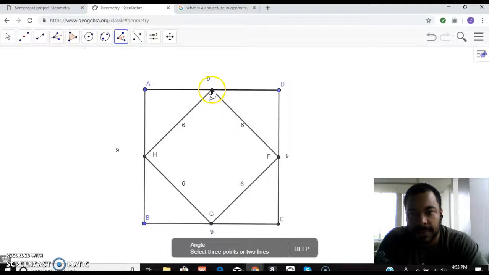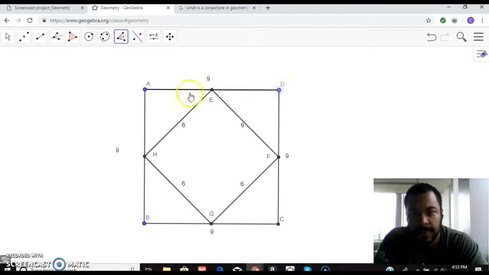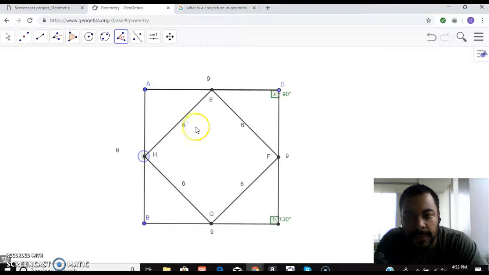Let's measure these angles. First off, I want to measure D, C, B. Okay, that's a right angle. Alright, now let's do the inside. Oh, I need to make sure this side is right. Okay, yeah, so that's a right angle too. Let's try the inside of this quadrilateral. Okay, so that's 90 degrees.